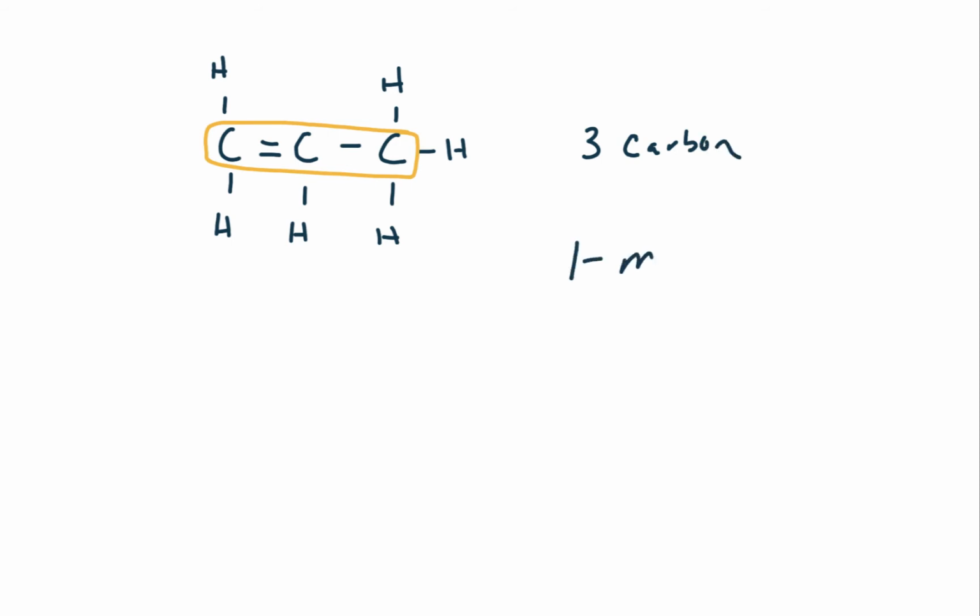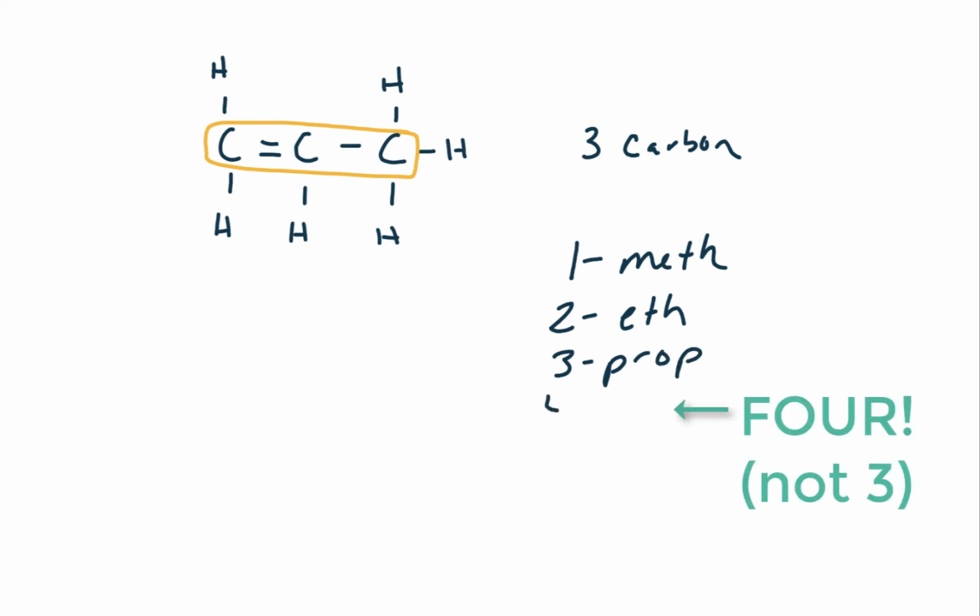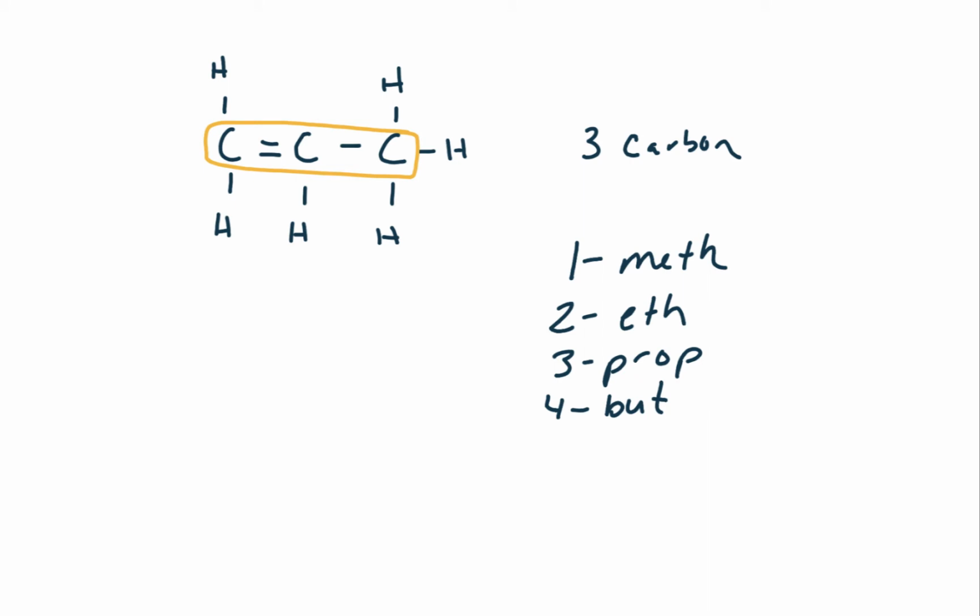If it has just 1 carbon, then it has the prefix meth. If it has 2, it's eth. If it has 3, it's prop. If it has 4, it's but. I know it looks like it should be something else, but it's but. And from here on out, if you're familiar with inorganic naming, these will sound really familiar.